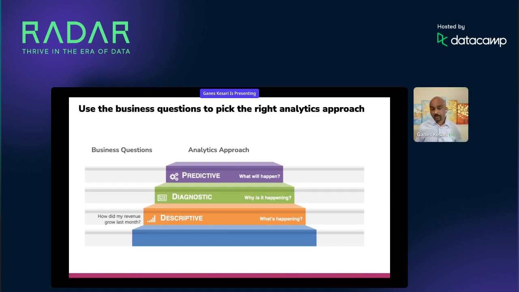Descriptive is where you're looking at backward-focused questions. How did my revenue grow last month? Diagnostic answers the why question. Why is something happening? Why did customer satisfaction dip? Predictive is the forward-looking questions. What will it be next month? Those are the more advanced questions which you can ask.